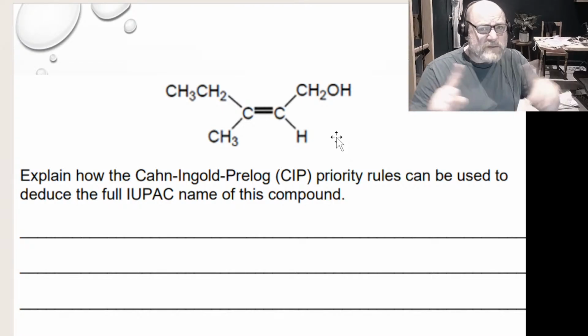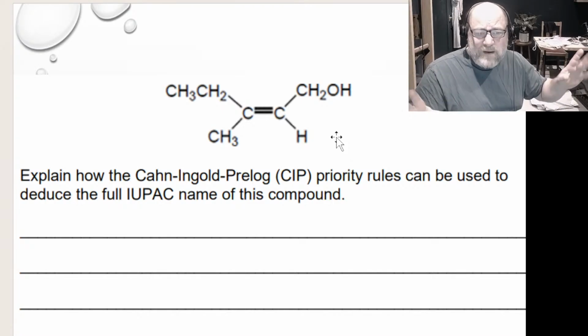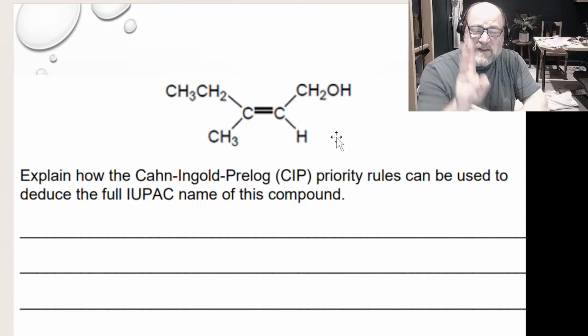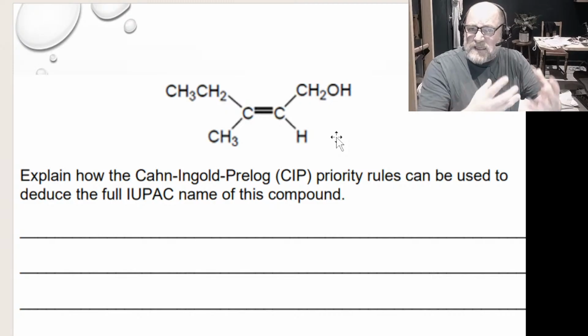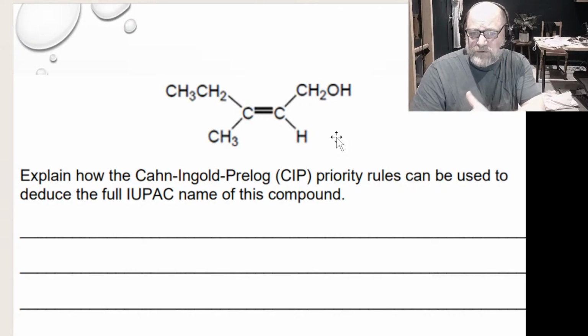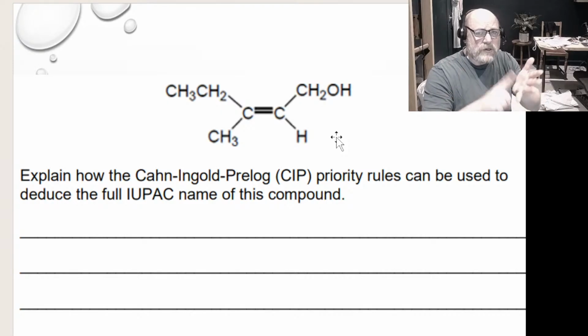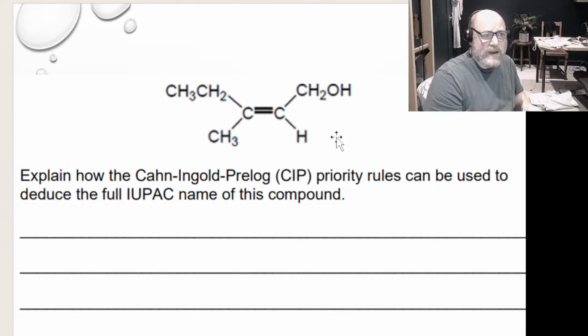Now, this doesn't ask for the name. This doesn't say name it, although maybe it does imply it when it says how would you deduce it. It wants the explanation, and this has happened 2 or 3 times: 6 markers saying explain how to use the rules. So you need to have this clear in your head if you're AQA. Can you talk an examiner through it and explain how you would name it? It's not just about getting the name right. You've got to talk it through.